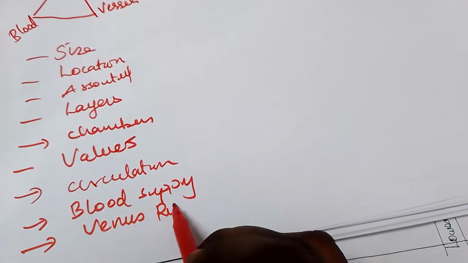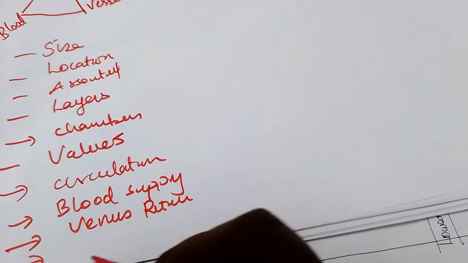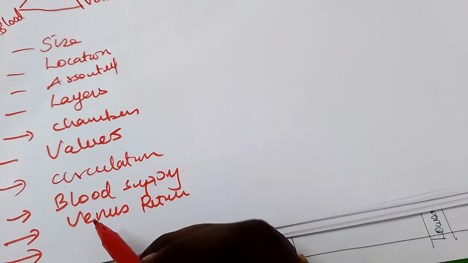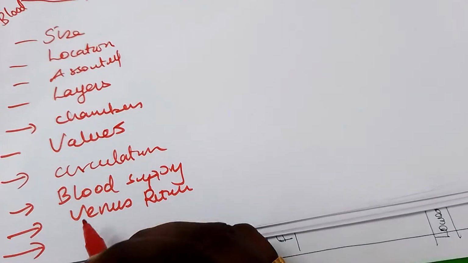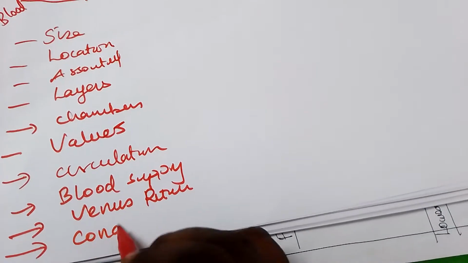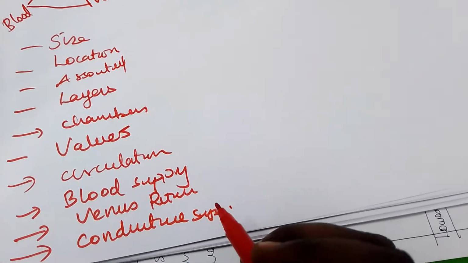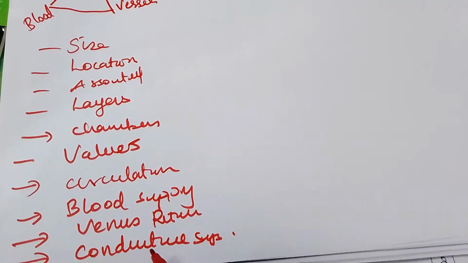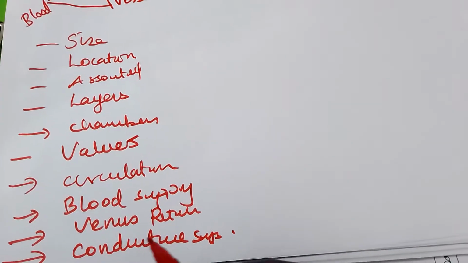Venous return: what are all the veins, and the nervous supply, rather, what we call the conductive system of the heart. What is that? The conductive system of the heart. You should know the concept that it is automaticity. The heart is functioning automatically.